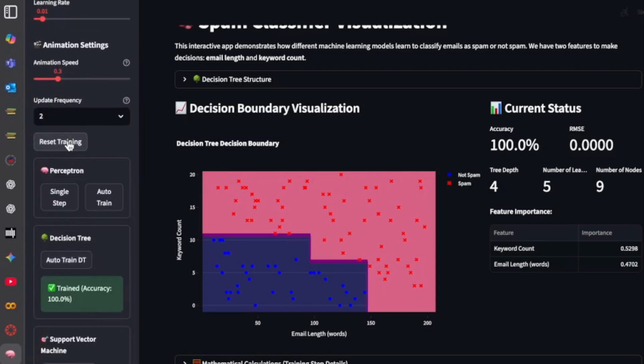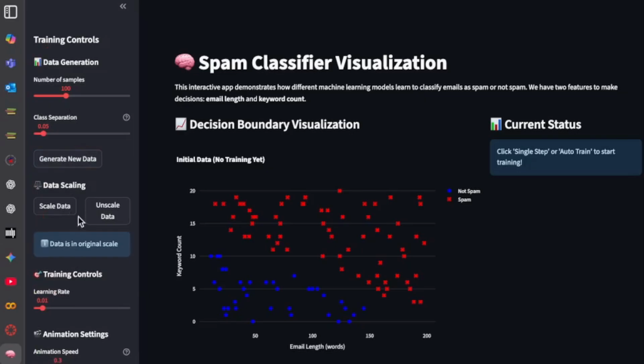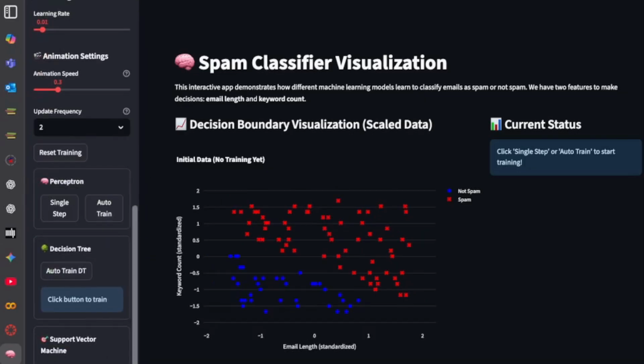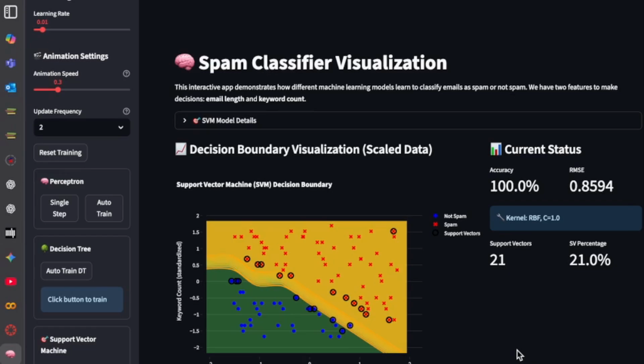All right, so let's do this. We'll reset our training, and let's scale the data again now. And now we'll do a support vector machine. So for a support vector machine, we're using an RBF kernel with it. And I wanted to show you that you can get a non-linear decision boundary.